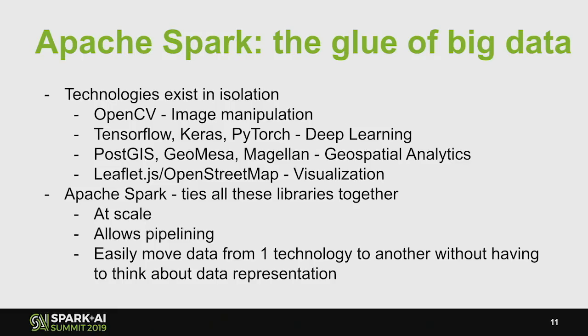So Spark can tie all of these libraries together at scale, and you can wrap these packages in a Spark UDF and distribute it across multiple machines. And it allows pipelining in the sense that you don't have to worry about how you're going to transfer the data from one package to another, one tool from another. You don't have to worry about how you're going to store that data or the intermediate data representation. And we can look at that pipelining within the demo later today.